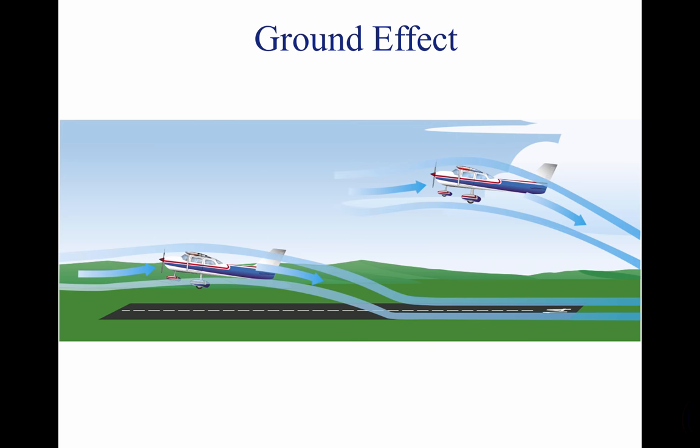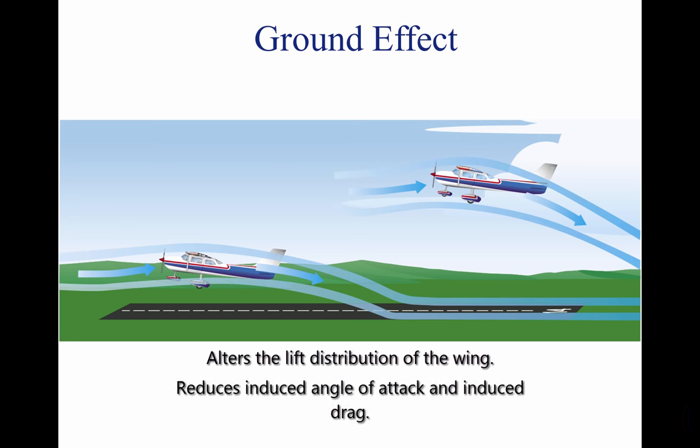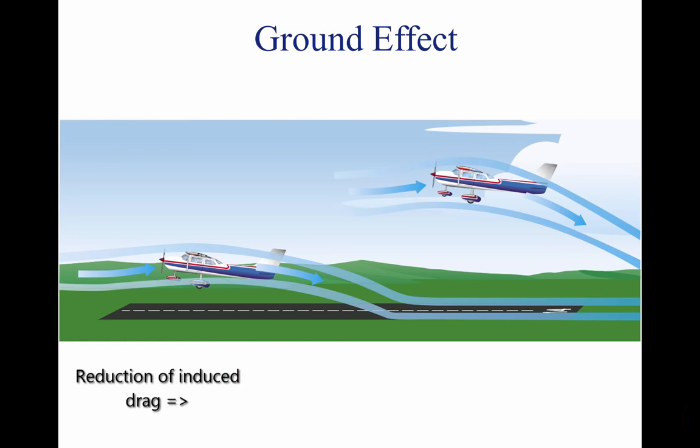The fuselage and tail surfaces are also affected, but ground effect mainly consists of the aerodynamic characteristic changes of the wing. The reduction of the wingtip vortices due to ground effect alters the lift distribution of the wing and reduces the induced angle of attack and induced drag. Therefore, the wing will require a lower angle of attack in ground effect to produce the same lift. The reduction of induced drag due to ground effect means that less power is required to fly at a certain speed.